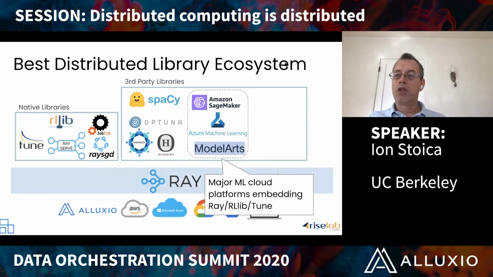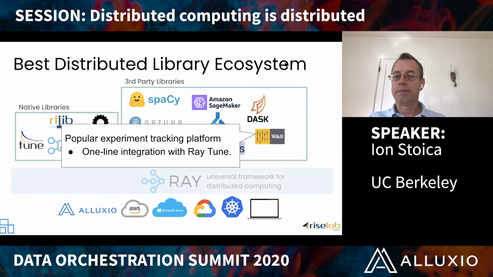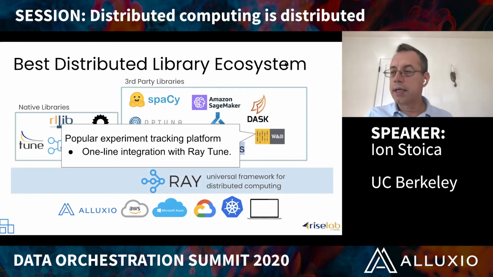In addition, major machine learning cloud platforms such as Amazon SageMaker, Azure Machine Learning, and ModelArts from Huawei are embedding Ray in their libraries. Recently, Dask, a popular Python distributed framework with a great data frame library, has also been ported on top of Ray. Ray allowed Dask to achieve better stability and reliability. Ray also has an integration with Weights & Biases, a popular experiment tracking platform for machine learning applications.